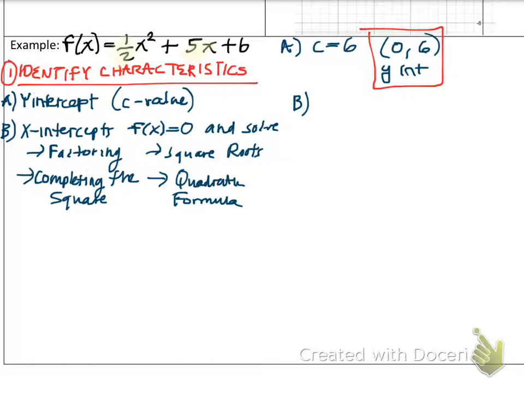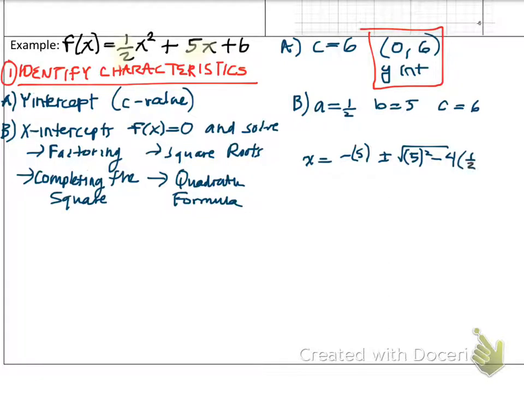So I'm going to identify my a value of 1/2, my b value of 5, and my c value of 6. And plugging into the formula, I get negative 5 plus or minus the square root of 5 squared minus 4 times 1/2 times 6, all over 2 times 1/2.